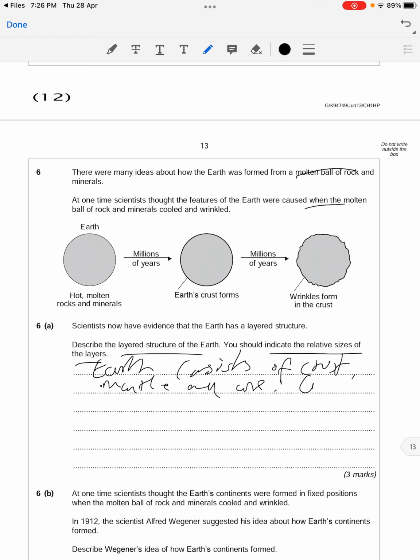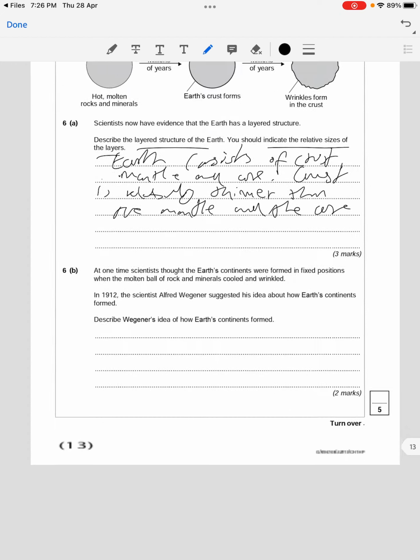You can just say that the crust is relatively thinner than the mantle and the core. There you go, 2 marks scored by mentioning that the Earth consists of crust, mantle, and core. Okay, core, only one core. So the crust is thinner than the mantle and the core.